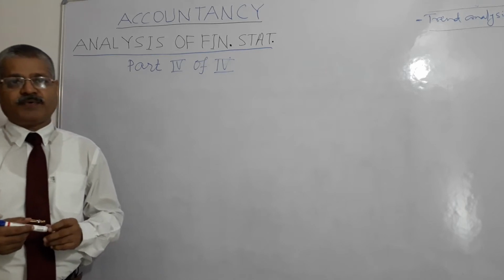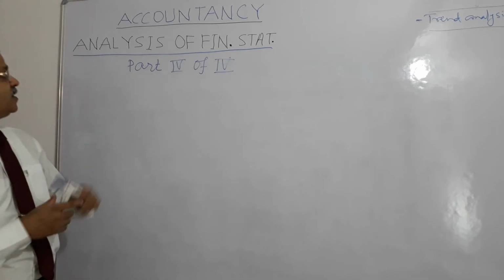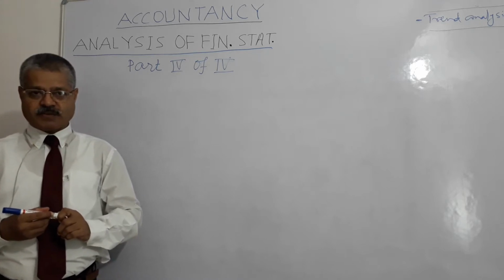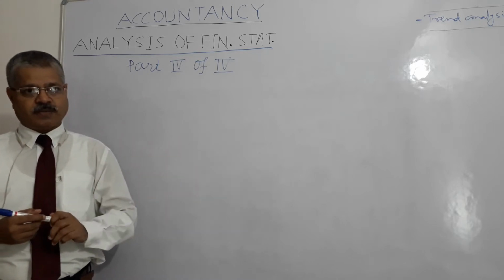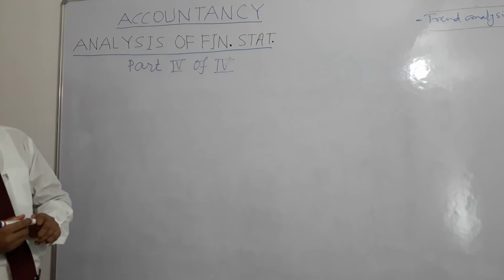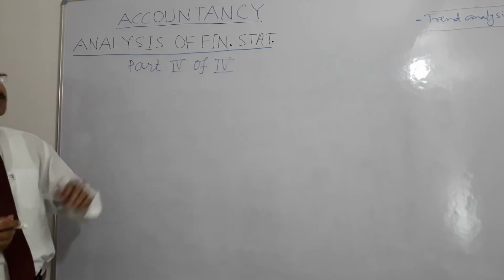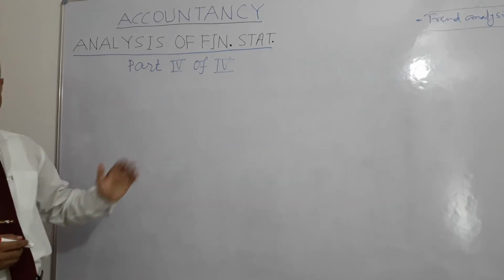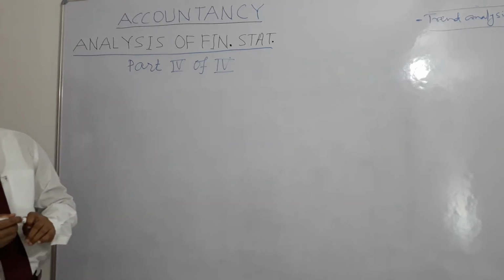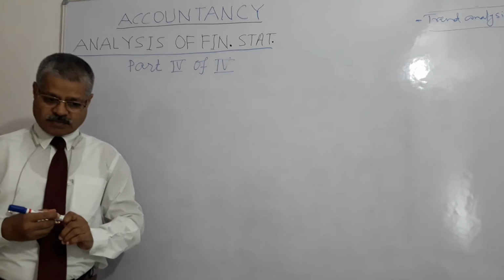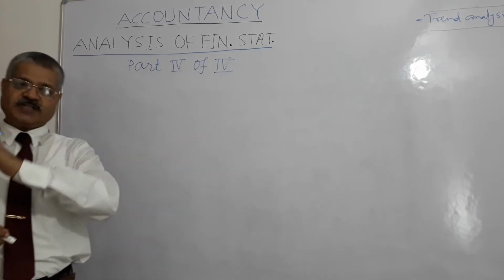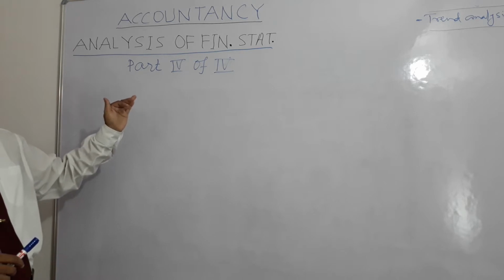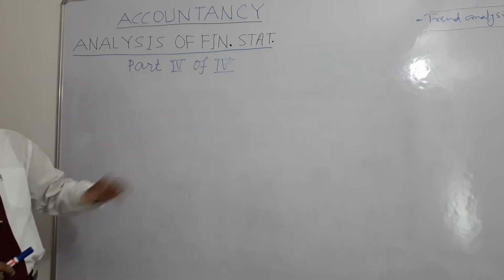We know there are five major tools for analysis of financial statements. They are comparative statements, which we have already discussed; common size statements, which we have already discussed; and trend analysis, which we will discuss here. Then ratio analysis and cash flow analysis will be discussed later on. In this part, we will discuss only trend analysis.